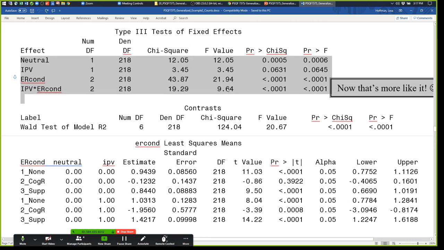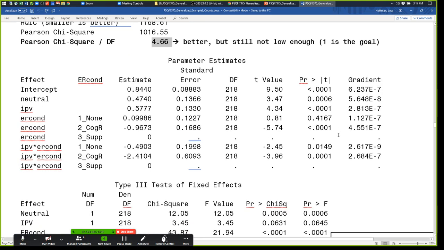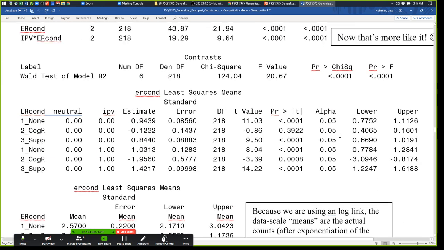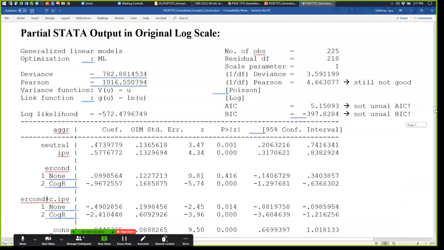But how do we know if this is good enough? Well, the answer is right here. Nope. Poisson is better than normal, it looks like. It fits better, but it's not good enough. So there are two ways we could go from here to try and make it better. I'm going to show you each of them.